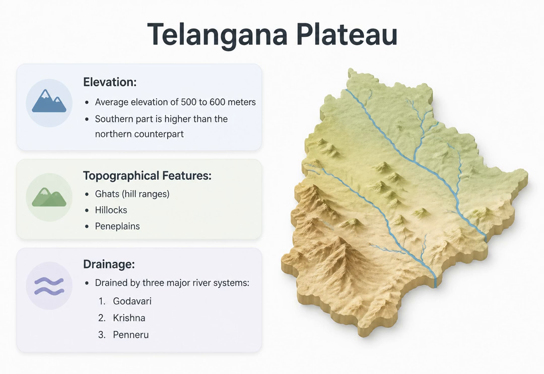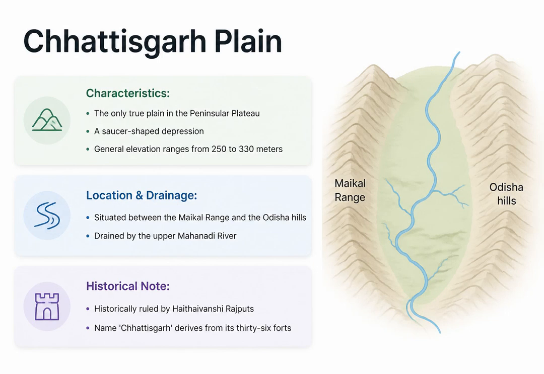It is primarily drained by three major river systems, the Godavari, the Krishna, and the Penneru. Now we look at a unique feature, the Chhattisgarh Plain. This is actually the only true plain within the entire peninsular plateau. It forms a saucer-shaped depression between the Maikal Range and the Odisha Hills, sitting at a low elevation of 250 to 330 meters. Drained by the upper Mahanadi River, the region gets its name, Chhattisgarh, from the 36 forts historically held by the Haihaivanshi Rajputs who ruled the area.